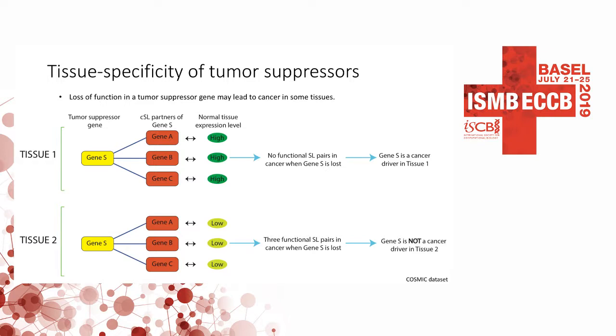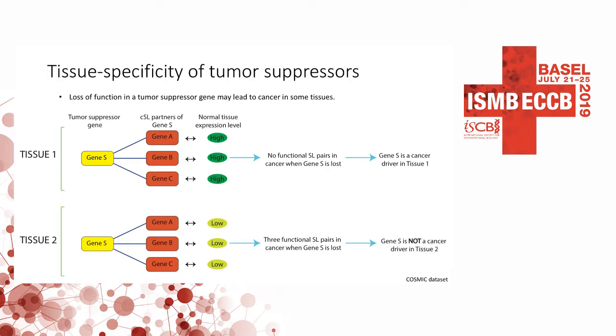And these are functional in cancer. So this implies that in this tissue where you have 3 SL pairs and SL is negative for cancer, gene S will not drive cancer in this tissue because you have 3 SL pairs that can prevent it. And here there is no functional SL pair, and gene S can act as a driver gene, a tumor suppressor gene in tissue 1, but not in tissue 2. So this is our hypothesis, which may or may not be true, and we check it.